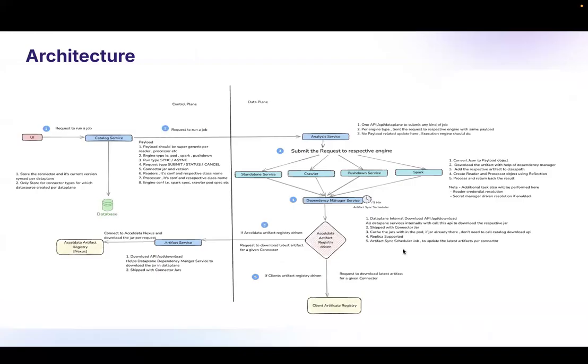So this is the entire architecture of the control plane and data plane. Let me walk you through how it works. If you see here, there are two main components at a high level: one is the control plane and the other is the data plane. In simple language, the control plane decides what to run and with what configuration, and the data plane decides how and where the job actually needs to run.